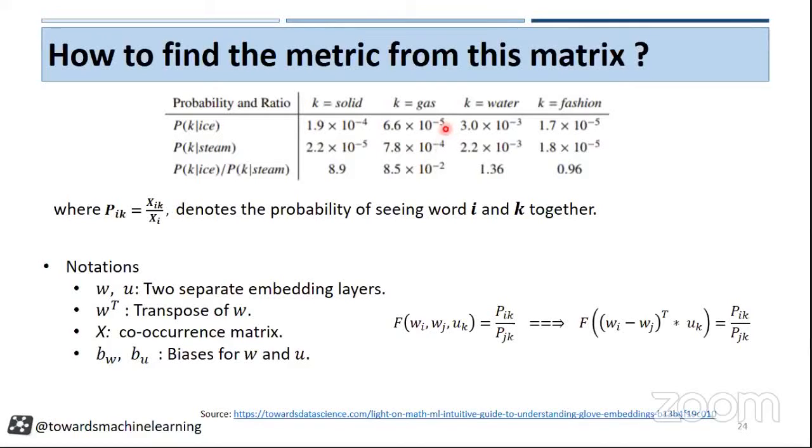Similarly, gas is more relevant to steam rather than ice, so the ratio should be much smaller than 1. And for the neutral words, we are getting a value near 1. So this is the main idea behind the GloVe model.